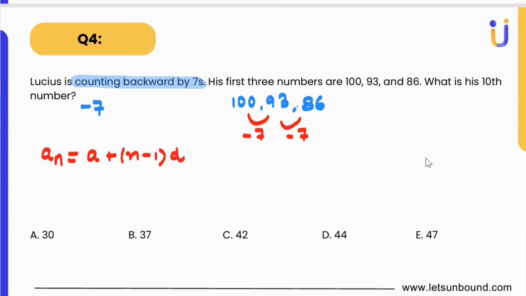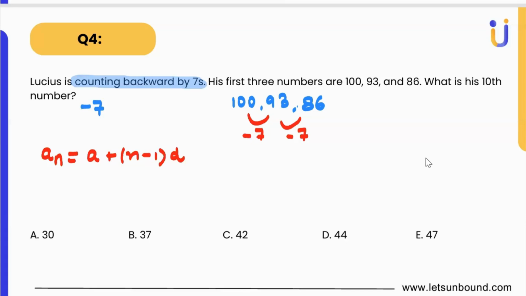This is an arithmetic progression. An arithmetic progression is a sequence of numbers in which every subsequent term is obtained by adding a fixed constant. If this is subtracting, it doesn't make a difference because we can say we are adding a negative 7 every time. So don't get confused with addition or subtraction. And the general term formula for an arithmetic progression is a plus (n minus 1)d.